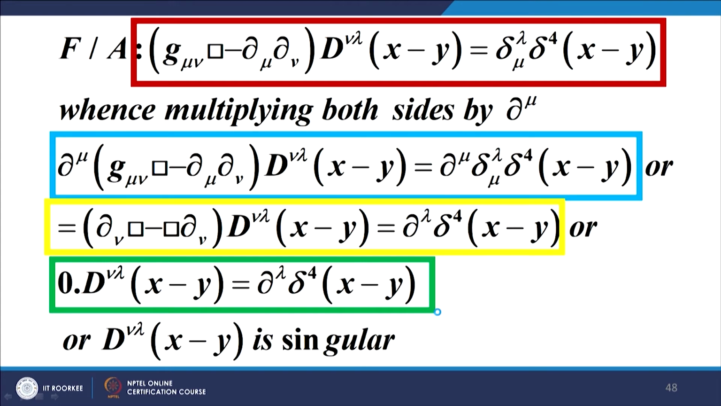Now, let us explore what happens here. If we multiply both sides by d of mu, or we differentiate both sides, take the derivative of both sides, what we get, with some careful manipulation of indices, is that our propagator turns out to be singular, because the coefficient on the left hand side vanishes, although the right hand side does not vanish, and that means that the propagator is singular.